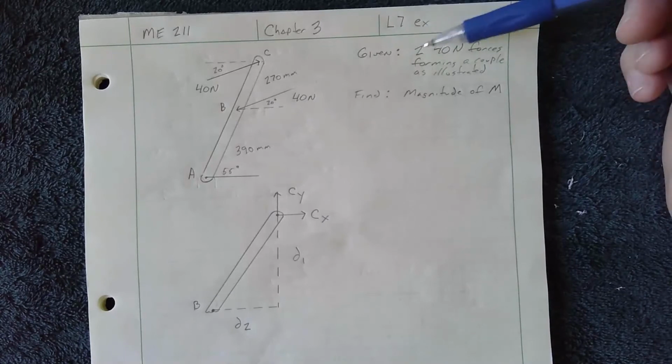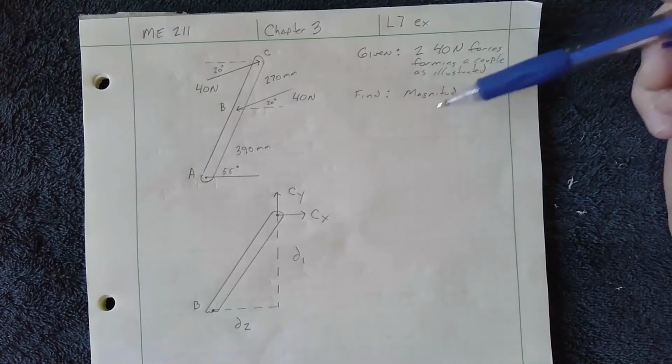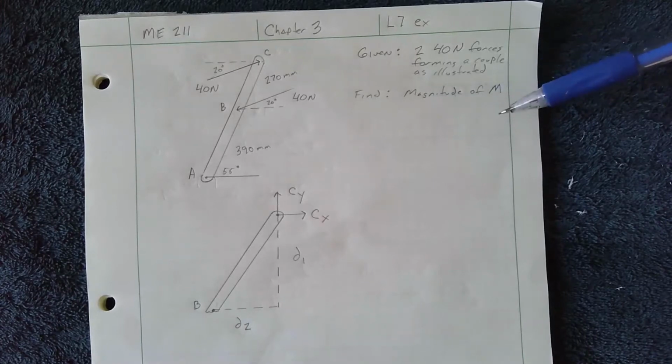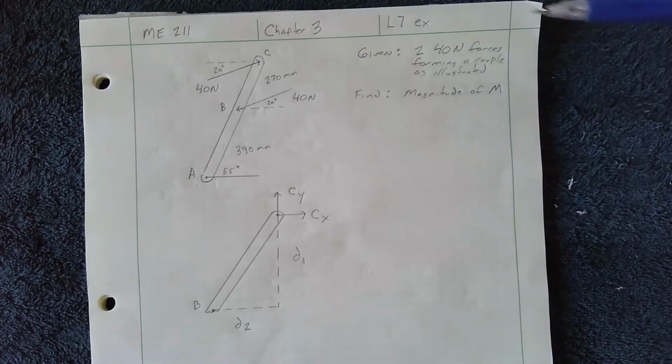And then we're going to look at how we're going to solve it. First, we're given that we have the two 40 newton forces forming a couple, and we want to find the magnitude of the moment created by that couple. In this example, I'm going to find the moment using three different methods. After I do the three methods, we'll discuss which one is best and why. All three will work equally, but some turn out to be a little more work than others.